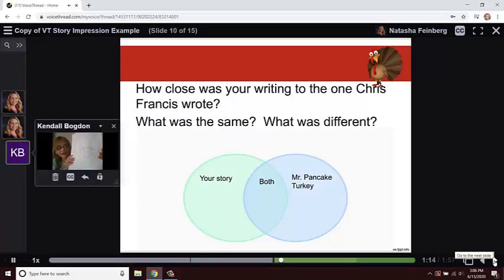This is my Venn diagram. It has my story, both, and Mr. Pancake Turkey. In my story, the turkey was not flat, and he didn't work at the circus or make money at the circus, but he was flat, and Mr. Pancake Turkey in the book, and then he did work at the circus or make some money at the circus. Nothing really. That's my Venn diagram of my book.